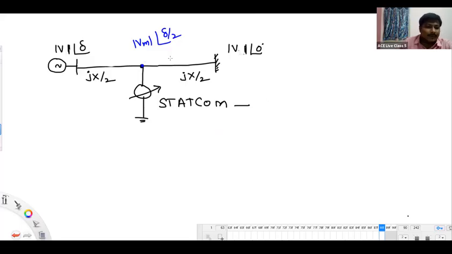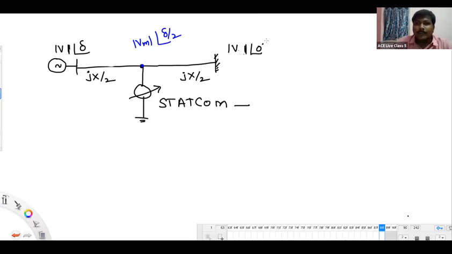Please kindly listen to my words. What is P maximum of this network? Anybody? Delta by 2, so sine delta by 2 becomes 1. Becomes 1 means delta value is 180 degree as it is increasing now. Yes, correct. Means we have a limit up to 180 degree now.